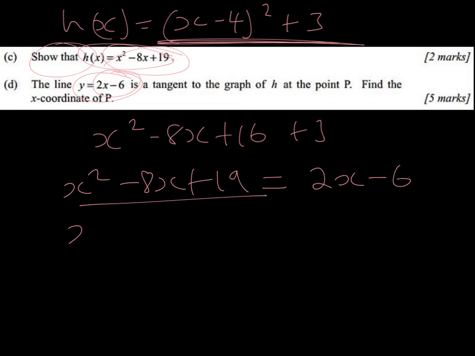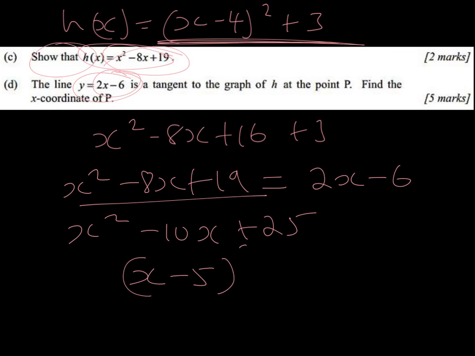We can rearrange that. That's going to give us x squared minus 10x plus 25, and we should recognise that we can factorise that. That's going to be x minus 5 all squared, so that's going to be equal to 0. So we can solve that and therefore establish that p is going to equal 5.